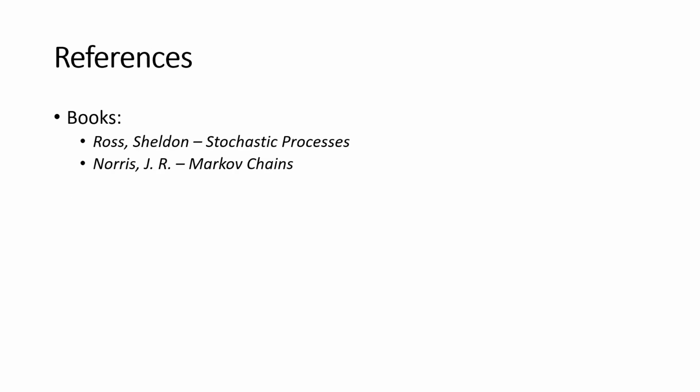In this slide I have presented the reference books. The author names are Ross and Selden, and the title of the book is Stochastic Processes. Another book is Markov Chains, which is good for student level, by author Norris J.R. Kindly refer to these books for this topic. I have selected some notes from these books.